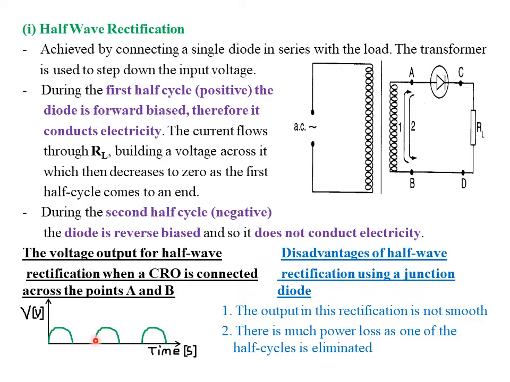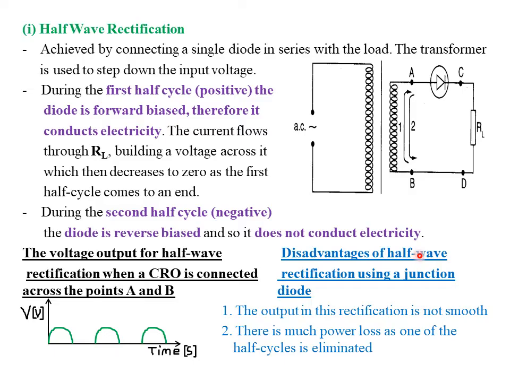Then during the first half cycle, there is voltage which builds across the resistor load. During the second half cycle, no voltage is built, because the diode is reverse biased, and that is why there is a gap. During the first half cycle, again, voltage is built. During the second half cycle, no voltage is built because the diode is reverse biased.